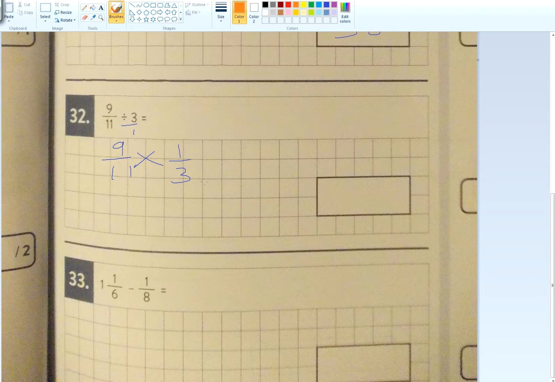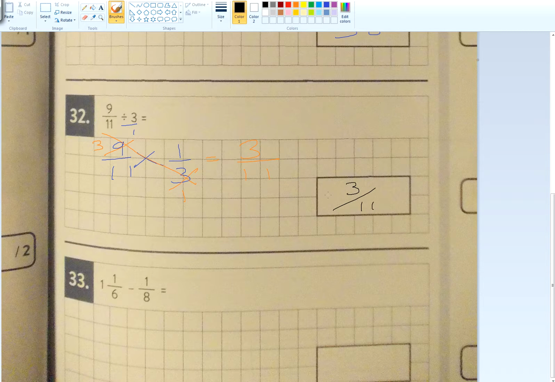Okay, so we try to cancel diagonally. 3 divided by 3 is 1. 9 divided by 3 is 3. So this is divided by the highest common factor of 3 and 9. So 3 times by 1 is 3. And then on the bottom, 11 times by 1 is 11. So the final answer is 3 over 11.